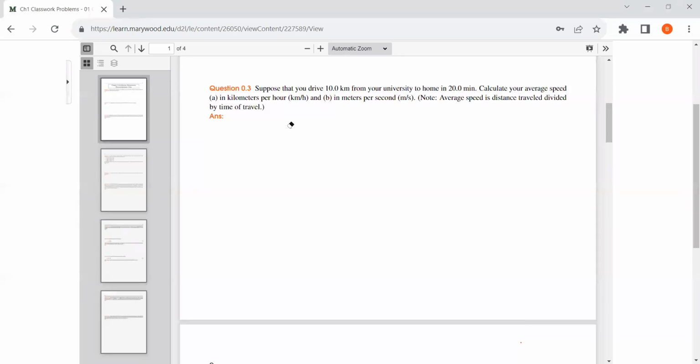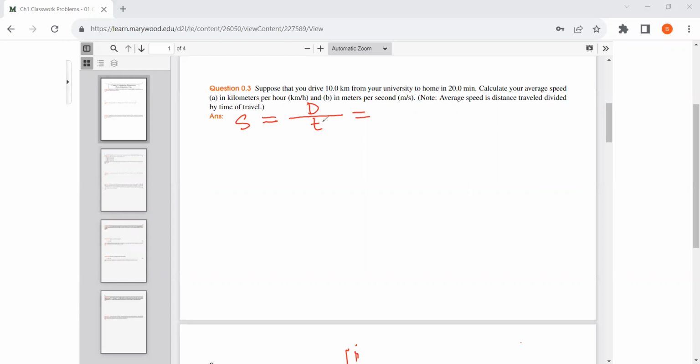All right, so it says the average speed is the distance traveled divided by the time of travel. So let me call it speed: s equal to distance d over time t. Speed equals d by t. Here s is the speed, d is the distance, t is the time.